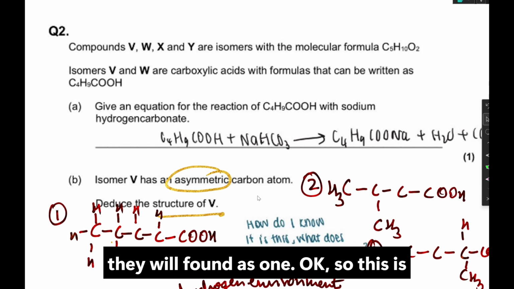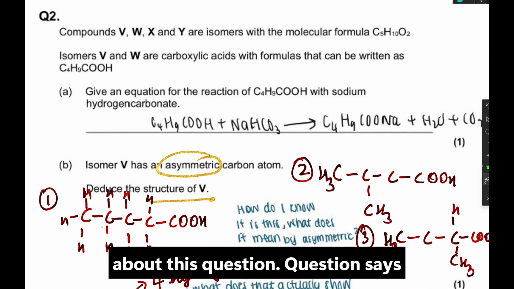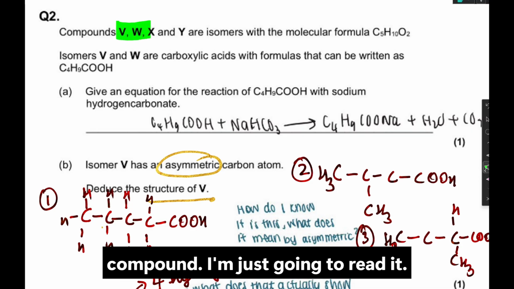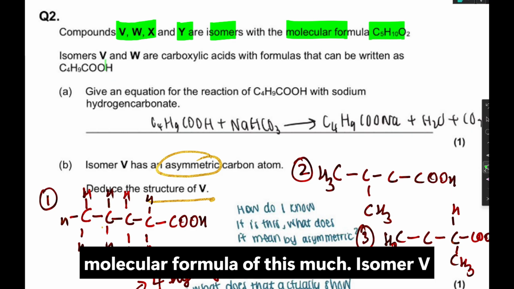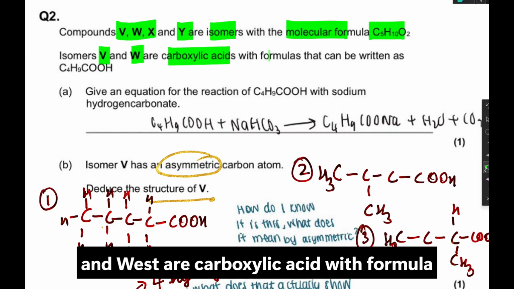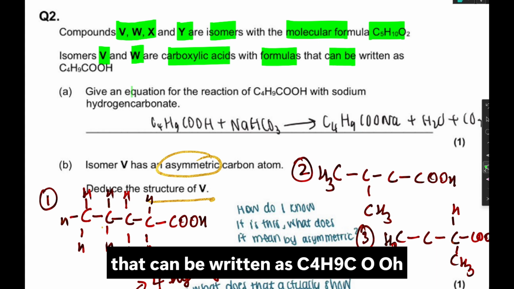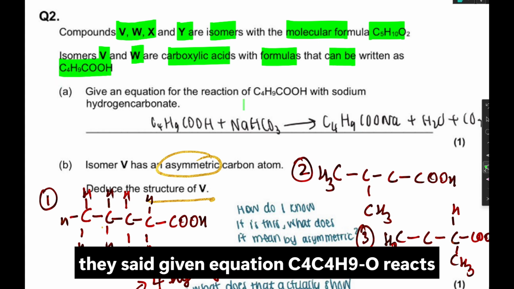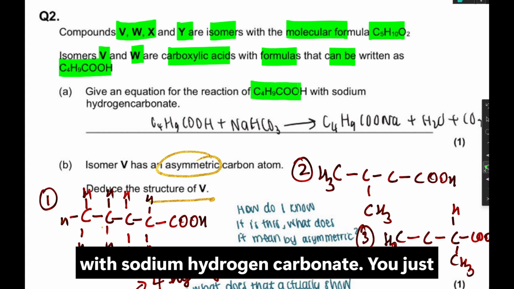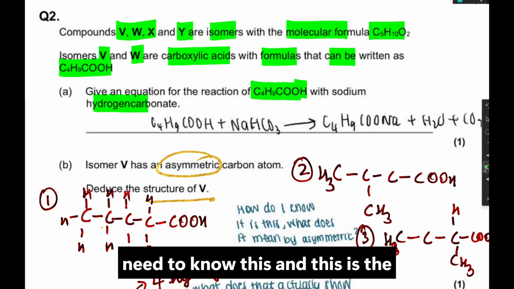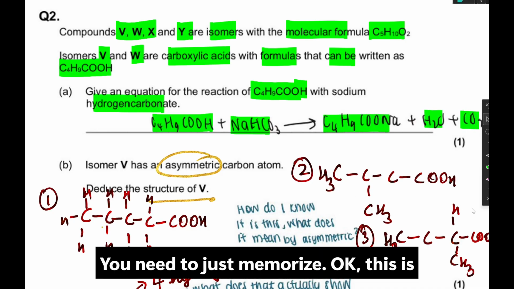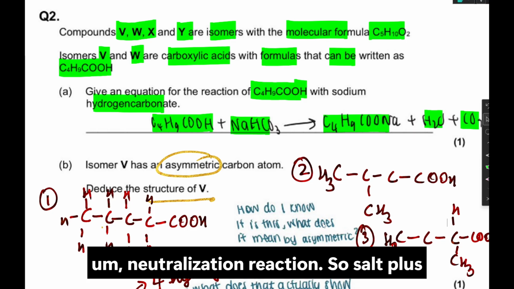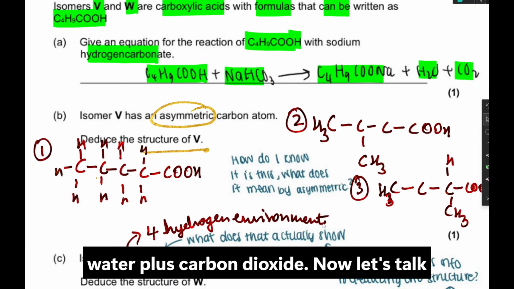Now let's talk about this question. The question says, compounds V, W, X, and Y are isomers and have the molecular formula given. Isomers V and W are carboxylic acids with the formula that can be written as C4H9COOH. They have given the equation: C4H9COOH reacts with sodium hydrogen carbonate. You just need to know this, and this is the equation correctly given, with H2O and CO2; you need to just memorize it. This is a neutralization reaction, so salt plus water plus carbon dioxide.